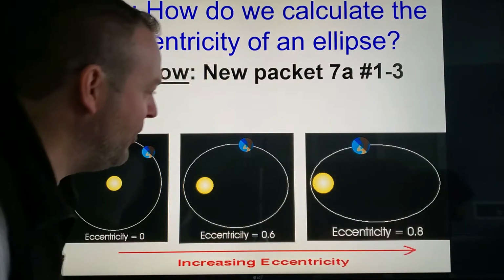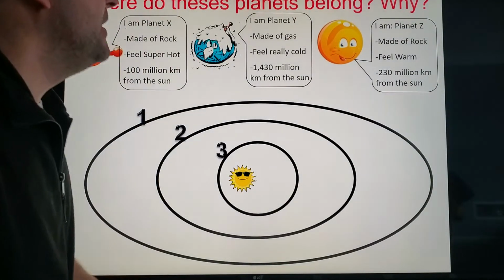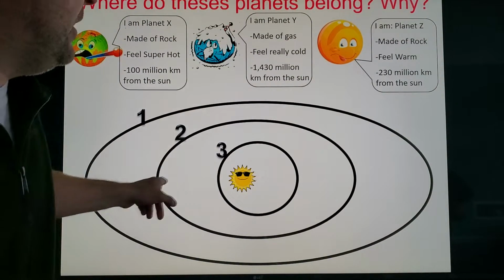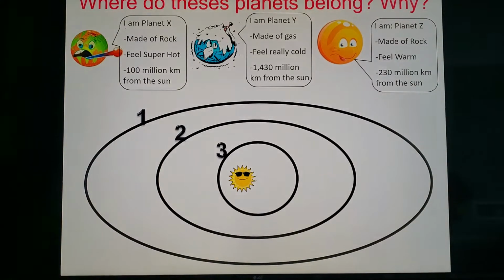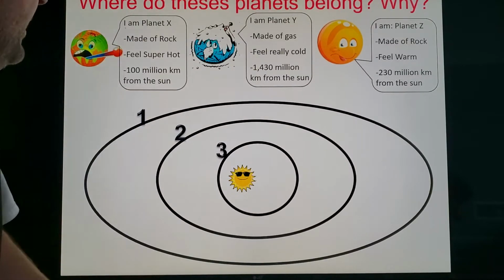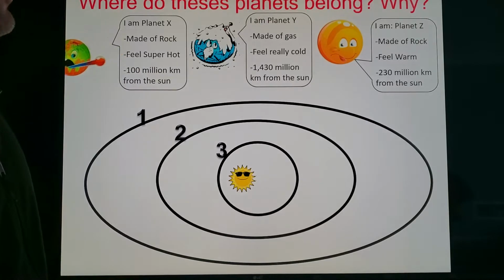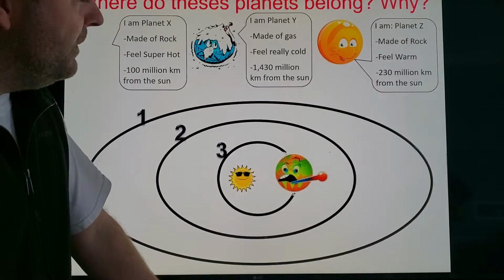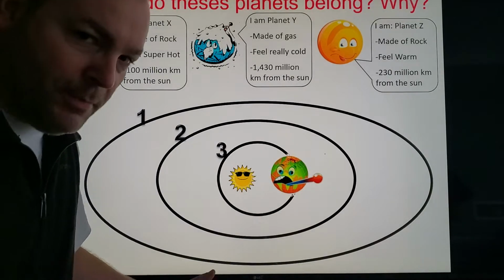All right, so without further ado, let's get rolling here. Hit pause on this, see if you can figure out which planet goes in which orbit. All right, so for the first one there, I am Planet X, made of rock, feels super hot, 100 million kilometers from the sun. Hopefully you put this toasty planet at the inner orbit here. That would be like Mercury.